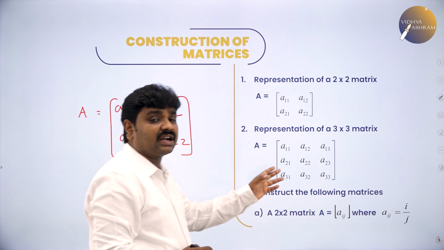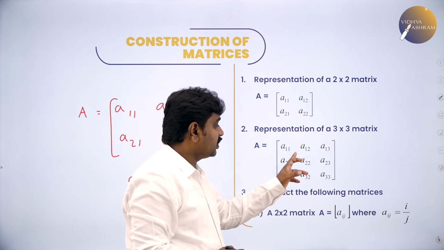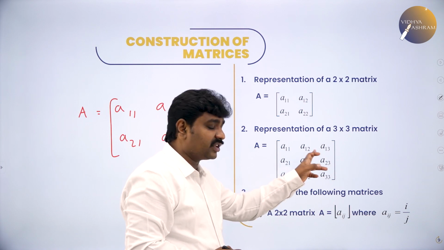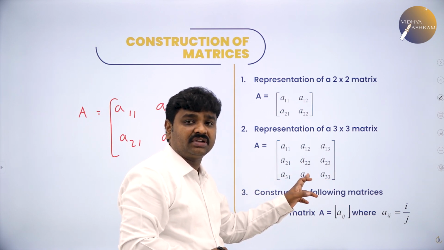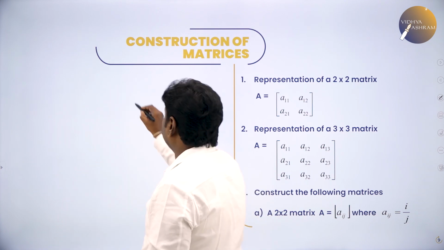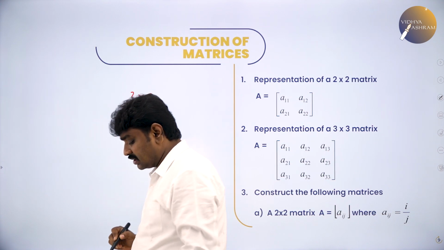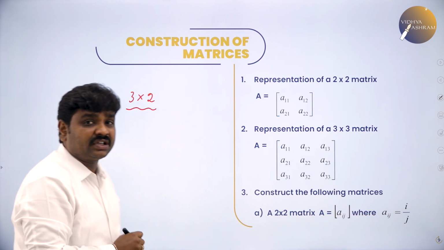So similarly 3 cross 3 means 3 rows and 3 columns: A11, A12, A13, A21, second row first element, second row second element, second row third element, then third row first element, A31, A32, A33. Suppose if I want you to represent a 3 cross 2 matrix, 3 cross 2 means what? 3 rows and 2 columns.